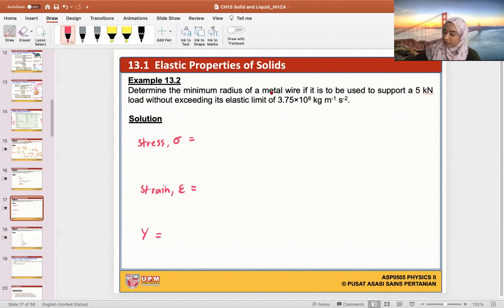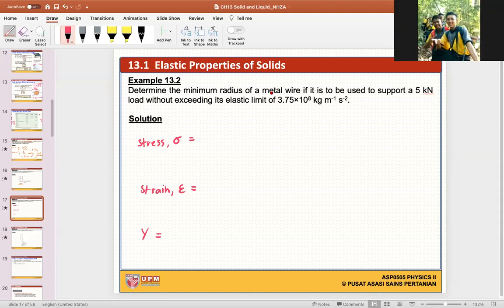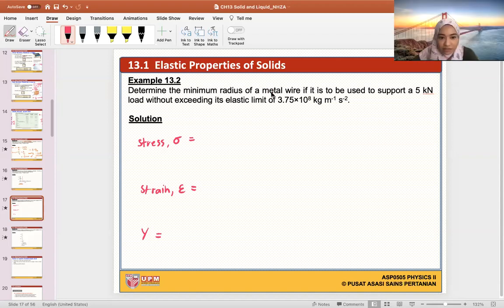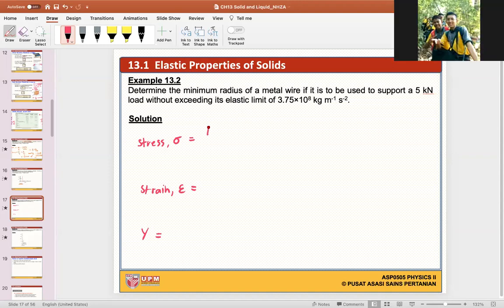Okay, it's time. Is Danish there? Yes, betul. Okay, kali ni boleh jawab tak? What is stress? InsyaAllah betul. Okay, what is stress? Force per area.